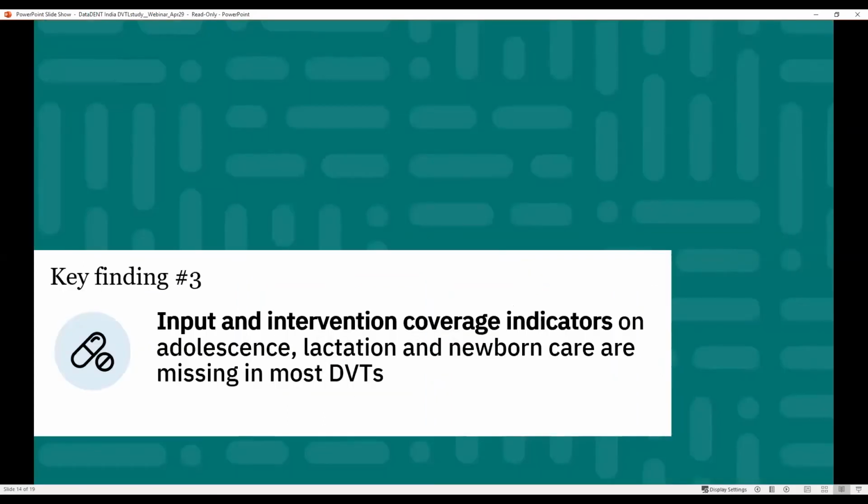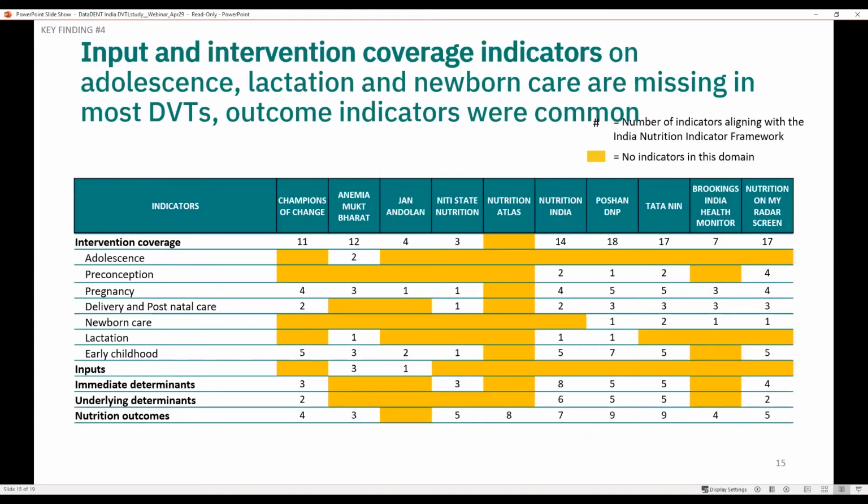A third finding is that input and intervention coverage indicators on adolescents, lactation and newborn care are missing in most DVTs. We conducted an extensive indicator mapping of all 10 DVTs to map indicators across life stages, input, coverage, determinants, and outcomes. And we found that input and intervention coverage indicators on adolescents, lactation, and newborn care were scarce across DVTs. But out of the 10, 9 DVTs have outcome indicators. To achieve nutrition outcomes, data on input and coverage are important to monitor progress.